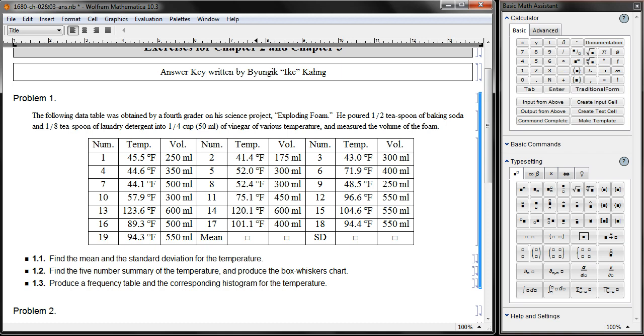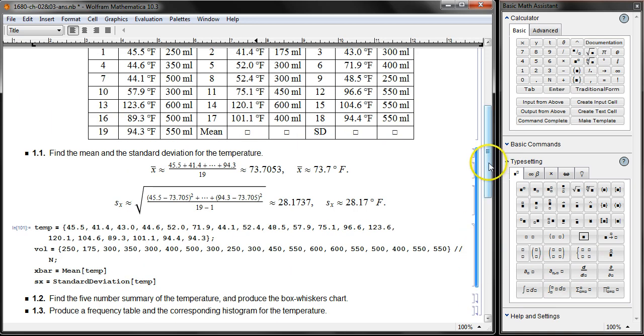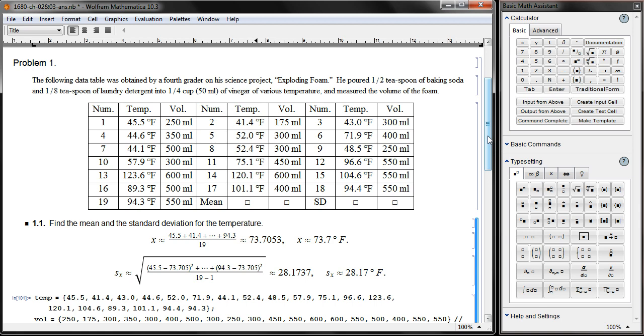Okay, so we have 19 trials and we have to find out the mean and the standard deviation based upon these 19 trials. How do you do that? Mean is simple. Just add up all the numbers, all the temperatures here, and divide by 19. Just a simple average. You get about 73.7. Standard deviation is a little bit tougher.